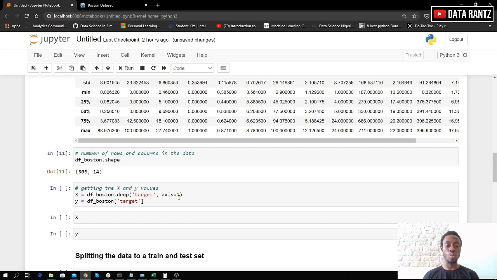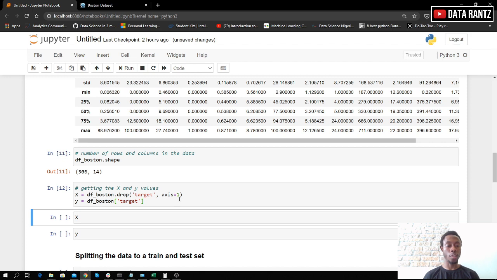We are using axis 1 because axis 1 represents the column, and if it was axis 0, we would probably be dropping from the row. But since we're dropping a column, we use axis 1. So we are dropping the target variable, every other variable is loaded into x, and then we write the target variable into y, which is what we want to predict.